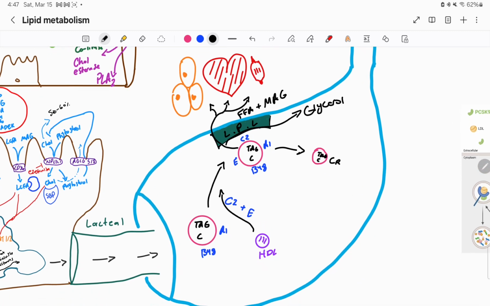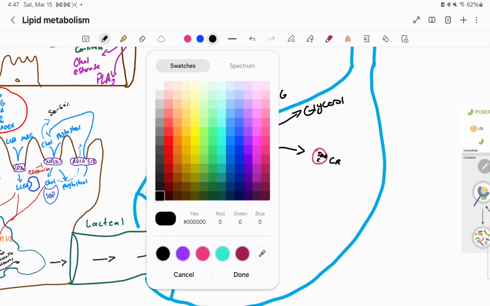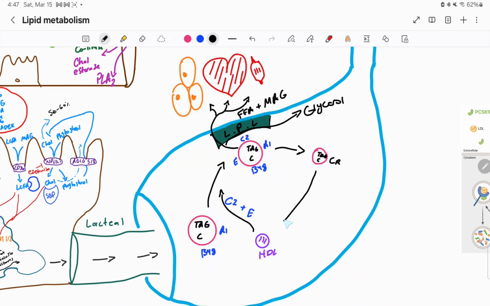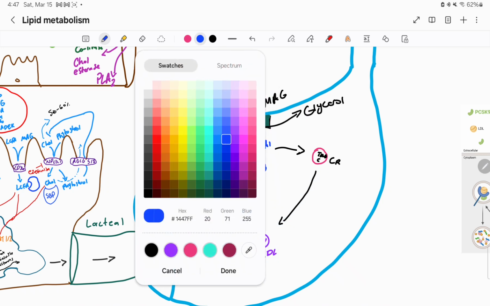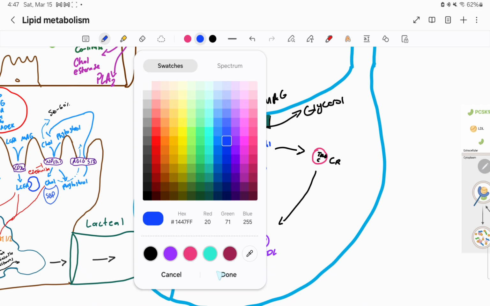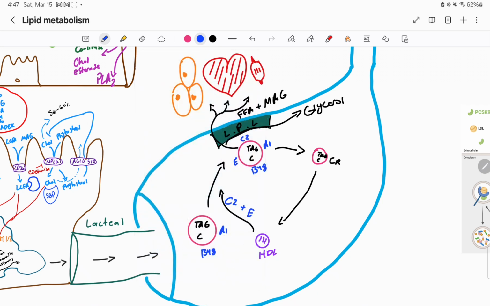This chylomicron remnant comes back to this HDL and says, hey, you know what, HDL? Thank you so much for renting me those proteins that you gave me. I'm going to give you back some of them. I'm going to give you back A1 and ApoC2. But you know what it keeps with it? It keeps the ApoB48 that it originally had on, and it keeps the ApoE that it got from the HDL.